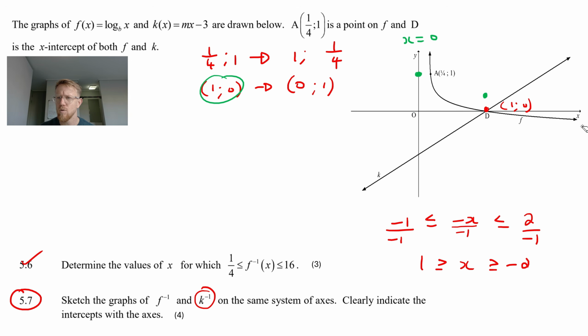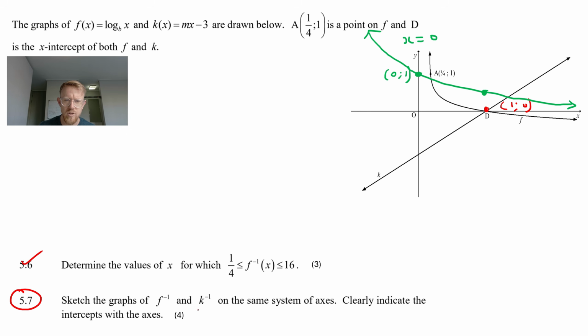So it's going to be a graph that goes like that. Obviously, it's supposed to go through this point. Okay, and then they said, please show any intercepts. So this would be 0 and 1. Now we also have to go sketch the graph of k of -1.